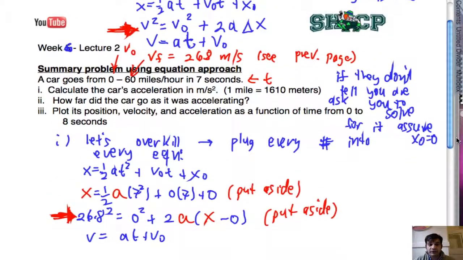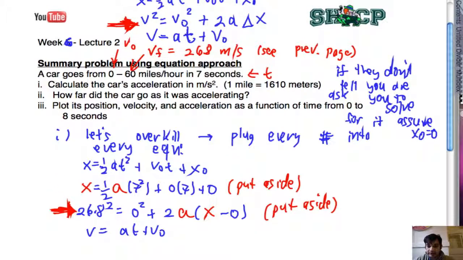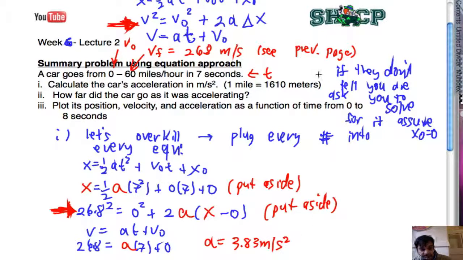Now, for the third equation, let's go ahead and plug in our numbers. So we're actually going to have 26.8 equals a times 7 plus 0. So a is the unknown. And we can actually do our algebra, and we will get that a equals 3.83 meters per second squared.